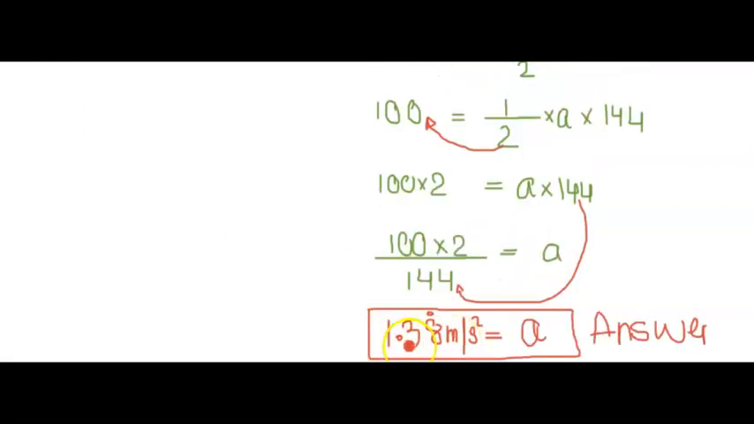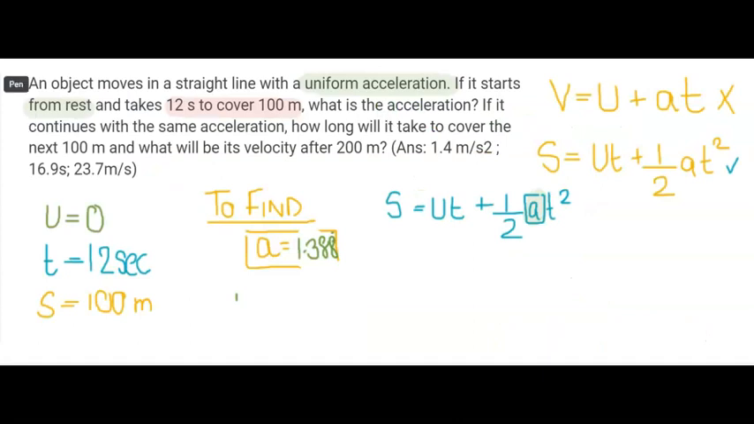So we got the acceleration 1.38. The dot on the 8 means it is recurring. That's one part of the question. Now we got the acceleration, and the acceleration is not changing. It says uniform acceleration. It takes 12 seconds to cover the first 100. How long is it going to take to cover the next 100 meters?